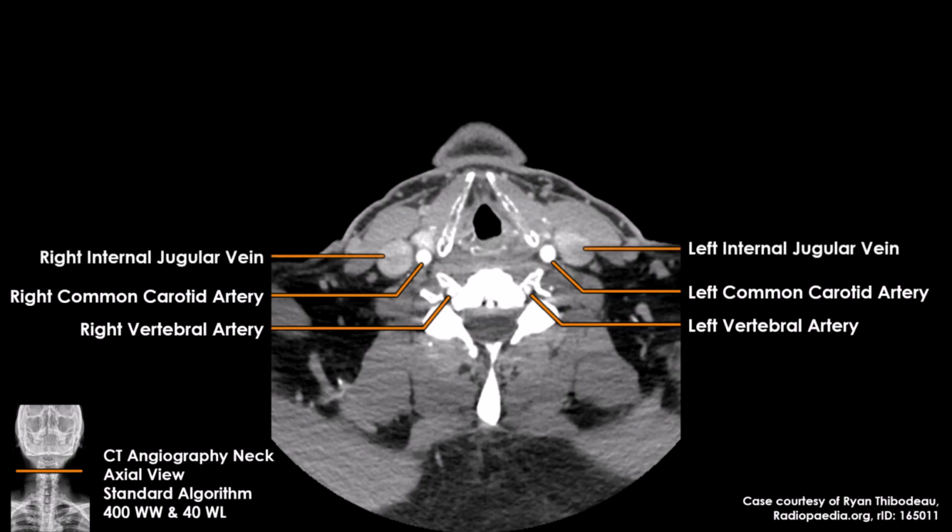We can see the right and left internal jugular veins, the primary vessels draining the head and neck. Notice again, they are the largest vessels of the neck. Take note of the adjacent anatomy. We can still see the trachea filled with air. We can also see the right and left plates of the thyroid cartilage. In this patient, the thyroid cartilage is bright from calcification.